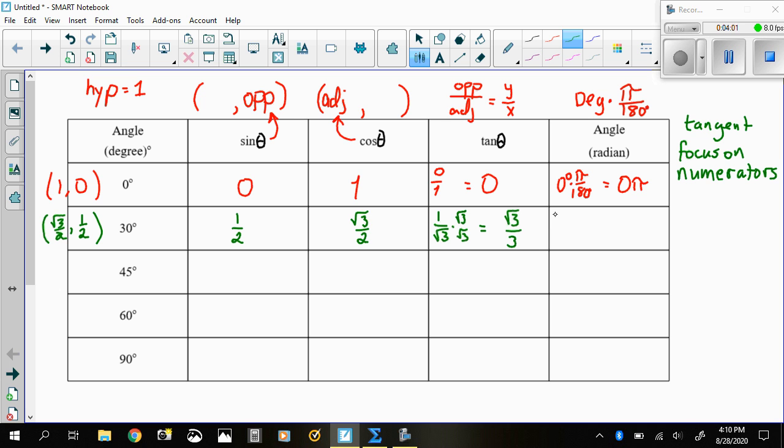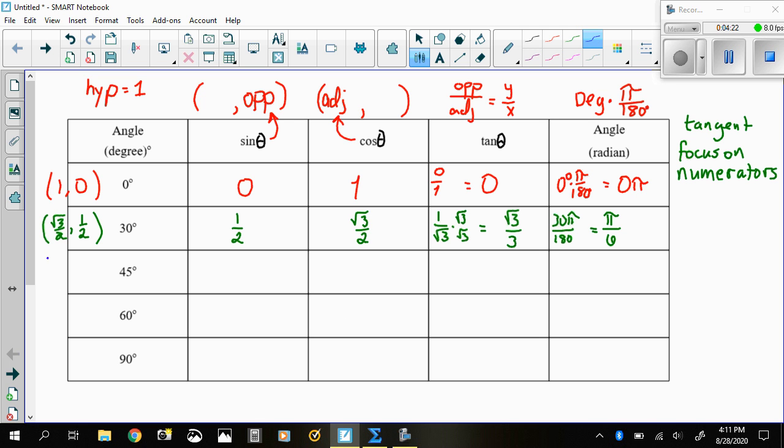And then 30 pi over 180. Simplify the numbers, so each number is divisible by 30, so that's going to be 1 pi on the top, and 30 goes into 180 6 times, so pi over 6 would be my radian angle.